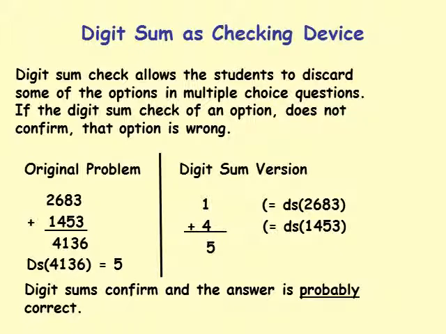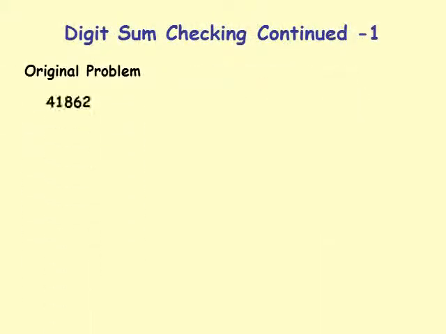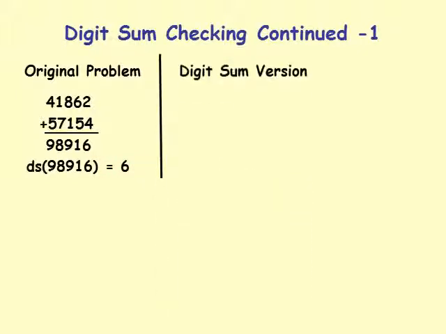Let's continue here. The digit sums confirm and the answer is probably correct. Now this time we'll do 41862 plus 57154. It is 5 digits plus 5 digits, and the answer I got is 98916. The digit sum of 98916 is 6. Let's do a digit sum version of the same thing. In the digit sum version, the first number is 3.